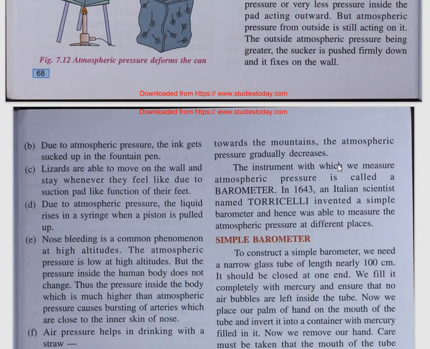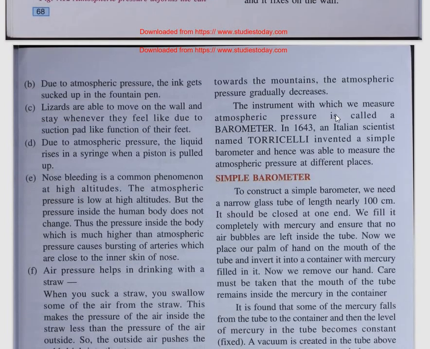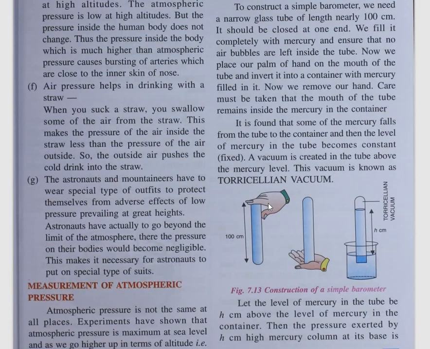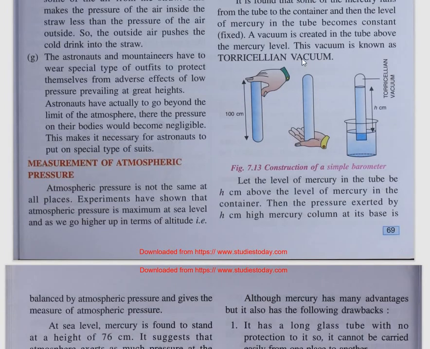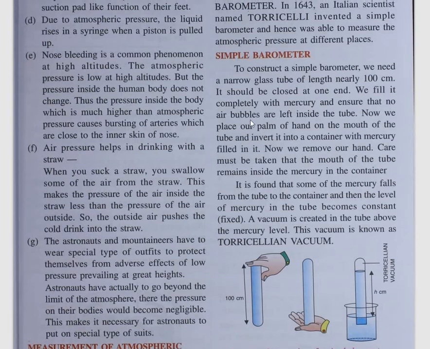In 1643, an Italian scientist named Torricelli invented a simple barometer and was able to measure the atmospheric pressure at different places. Simple barometer. To construct a simple barometer, we need a narrow glass tube, length nearly 100 centimeters. The vacuum is known as Torricellian vacuum. It sounds interesting. We fill it completely with mercury and ensure that no air bubble is left inside.